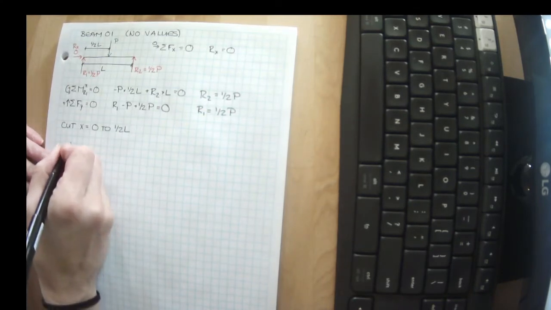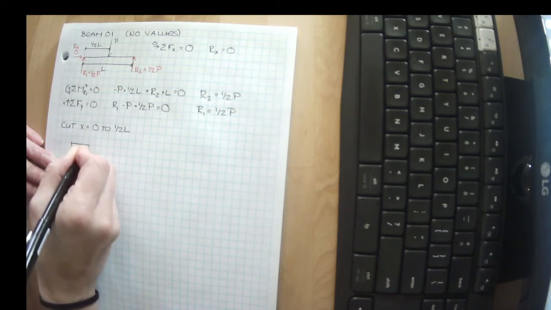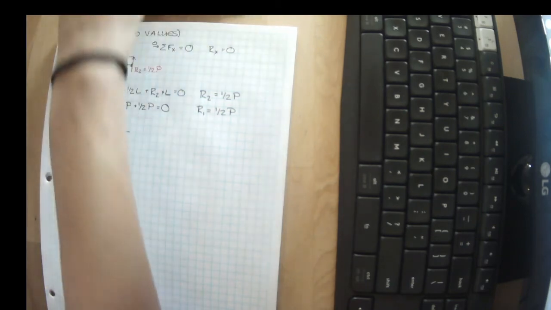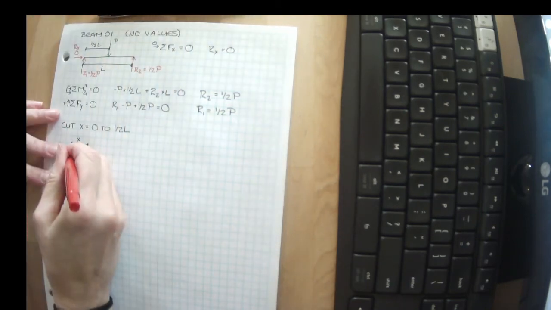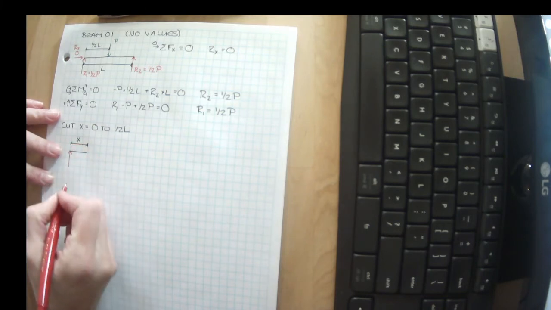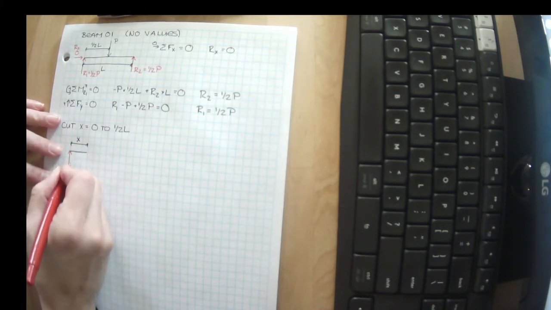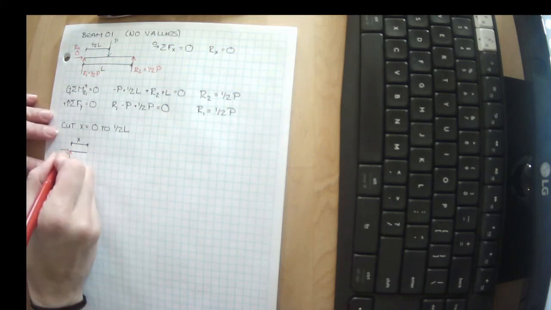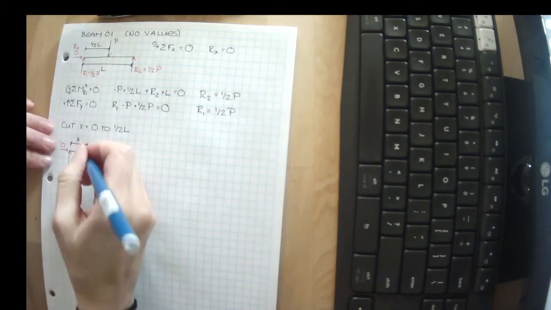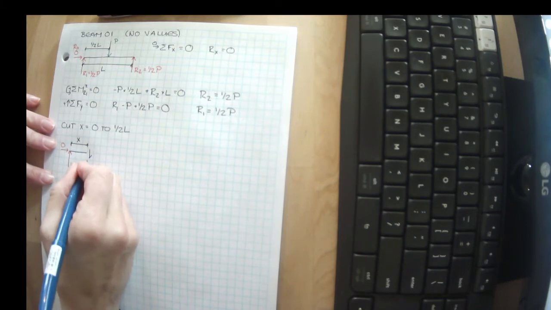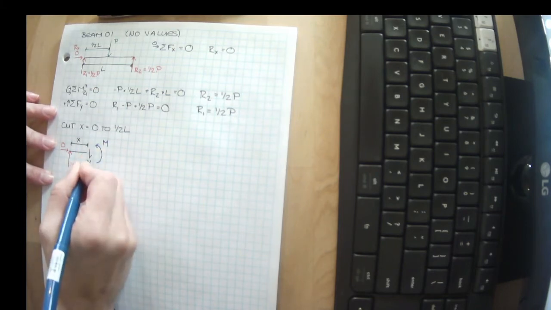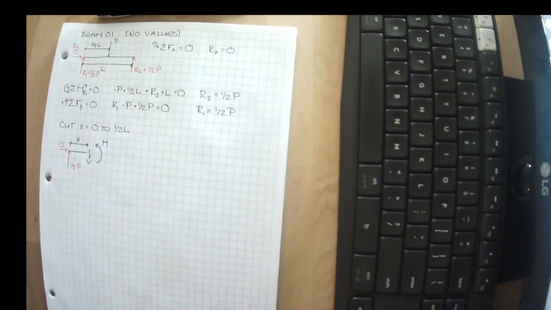So this is my dimension X. I know for this partial free body diagram that this is 1/2 P. This is 0. And that there is some internal force, that I don't know what it is, that must be keeping this in place: an unknown shear and an unknown moment.